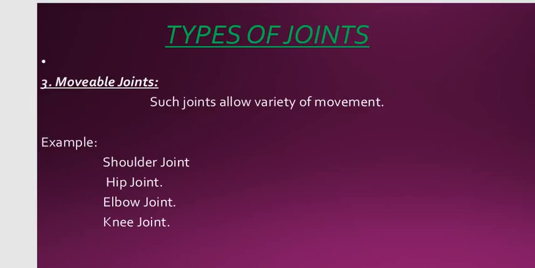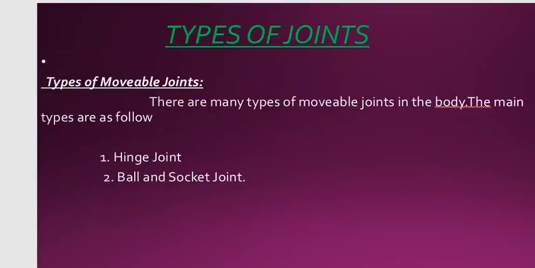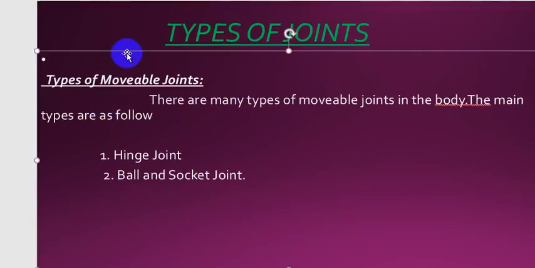After that come the movable joints. These are the joints that have a very high degree of movement, and the classical examples are the shoulder joint, hip joint, elbow joint, and knee joint. There are many types of movable joints, but the major types are two: the hinge joint and the ball and socket joint.